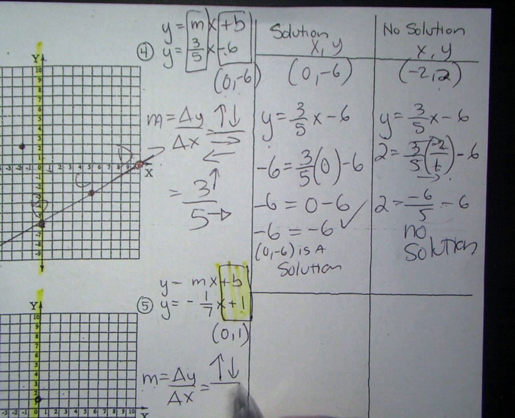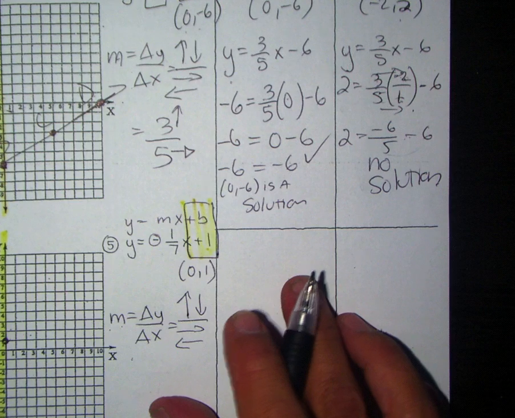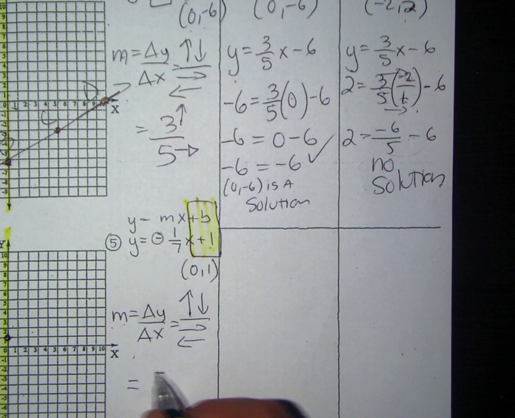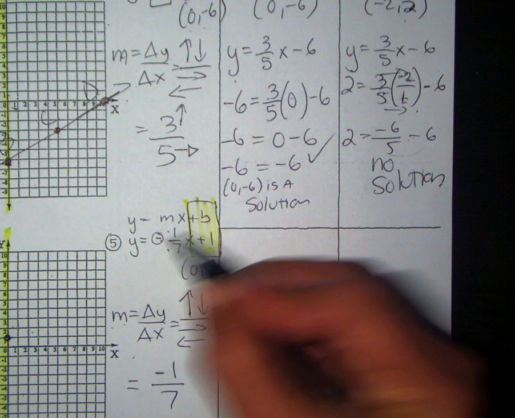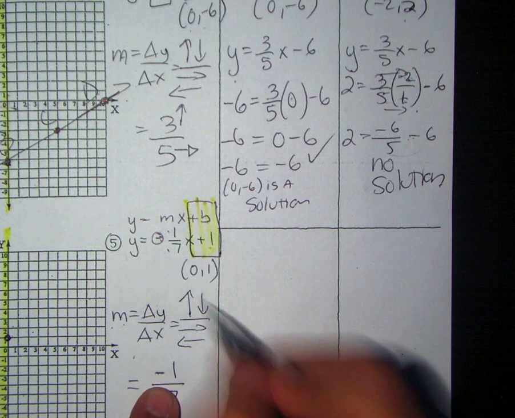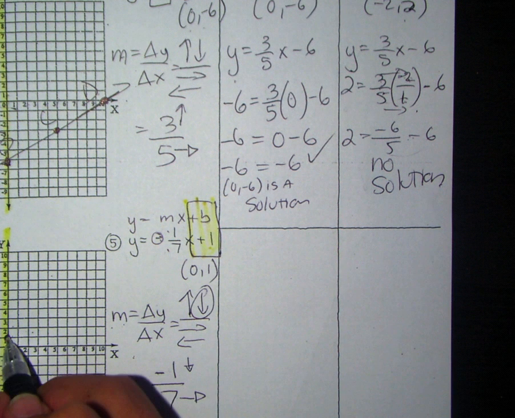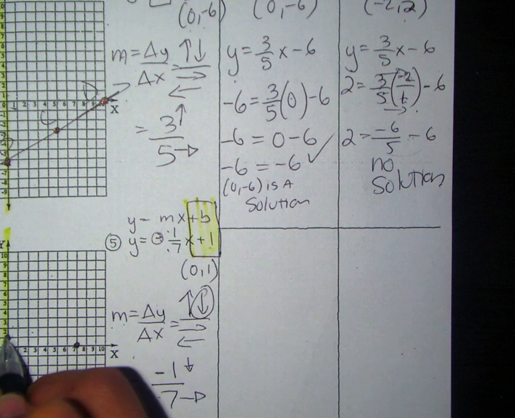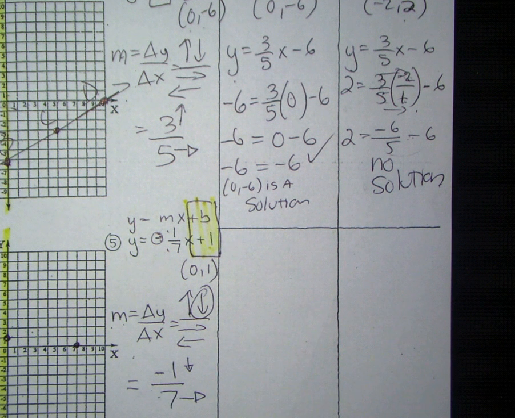Up, down, right, left. There's one negative, so it's either going to go to the numerator or denominator. I'll just put it in the numerator. Why? Because there's no two negatives, since negative divided by negative is positive. So you only have one negative, and it goes to the top or the bottom. Negative one goes down, seven goes to the right. Ready? One, two, three, four, five, six, seven. And there you go.